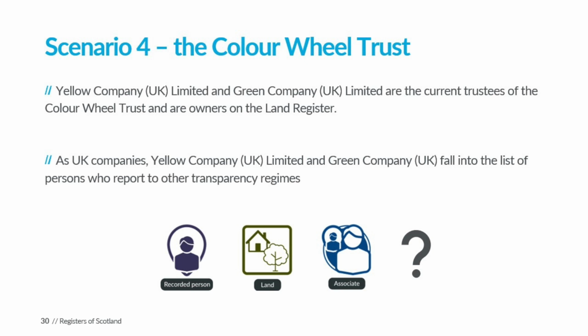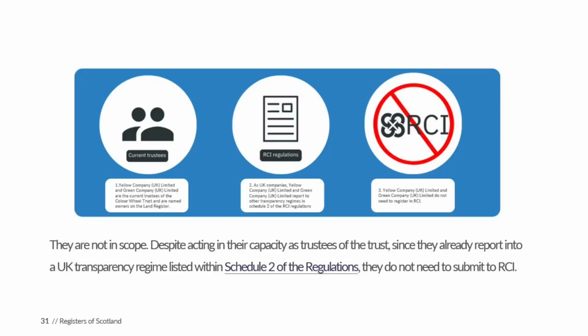The next scenario will look at companies as trustees rather than individuals. Yellow Company and Green Company are both UK limited companies and are trustees of the Colour Wheel Trust. As they are already reporting into a UK transparency regime, there is no need to register on RCI.